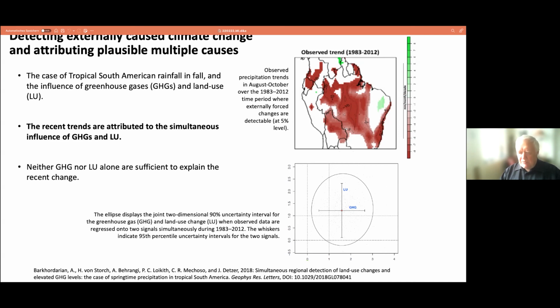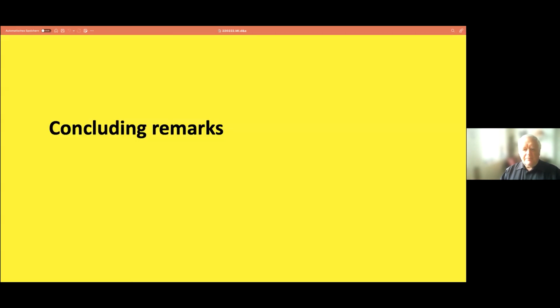We would also have been able to attribute it only to greenhouse gases by just neglecting the land use. But if we add the land use, our ability to explain it has become considerably better. So neither greenhouse gases alone nor land use are really sufficient to explain the recent change.